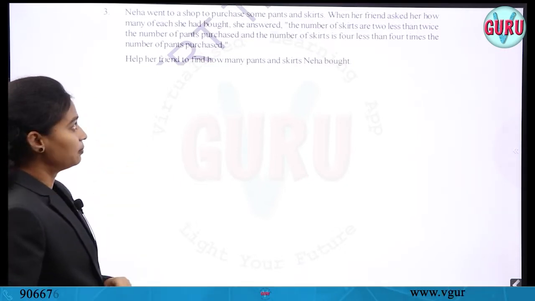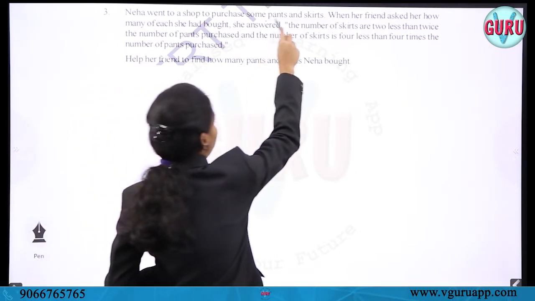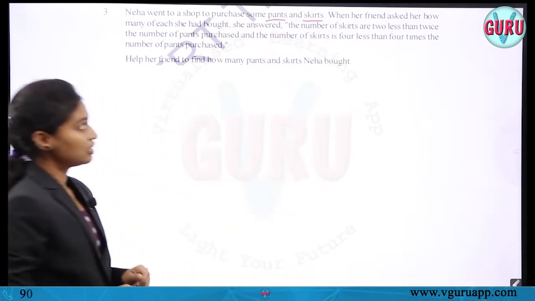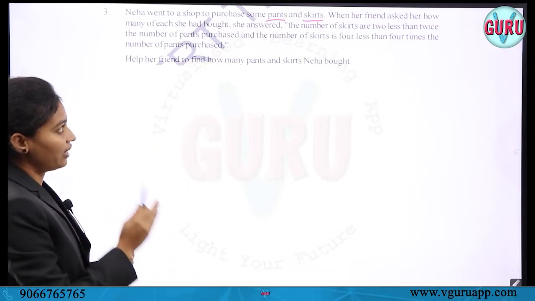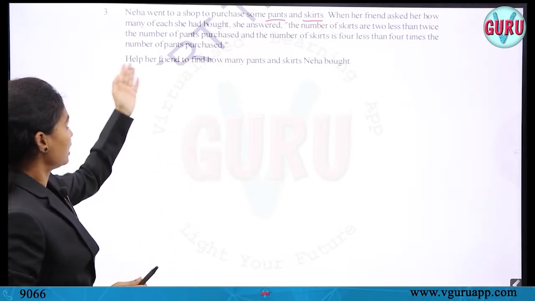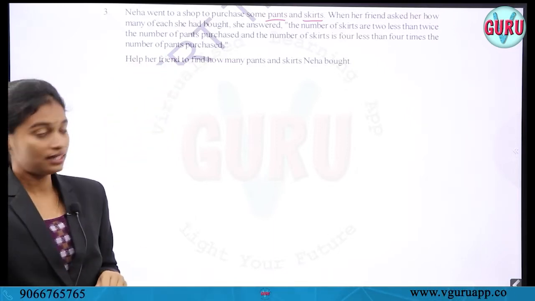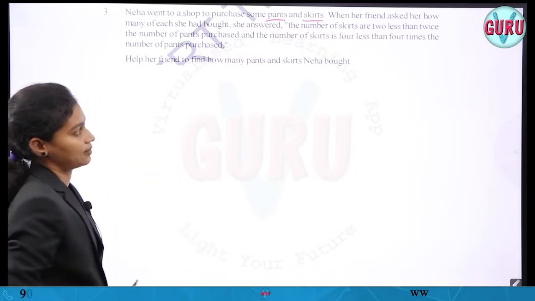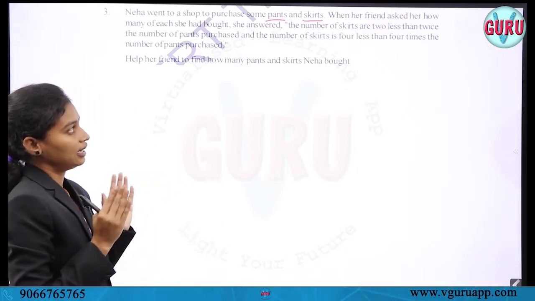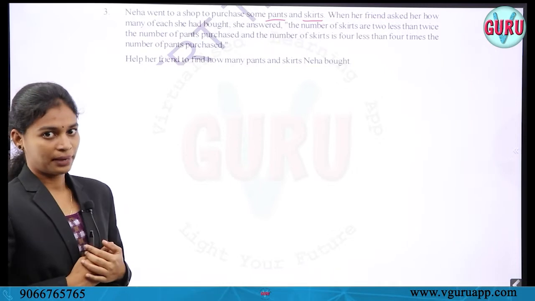Neha went to shop to purchase some pants and skirts. So the question is depending on pants and skirts. When her friend asked her how many of each she had bought, she answered, the number of skirts are 2 less than the twice the number of pants. So the equations are depending on skirts and pants.